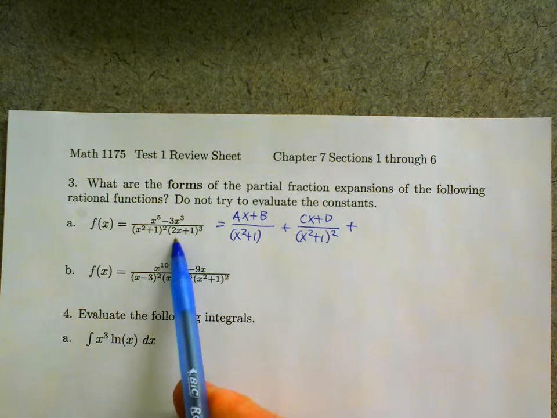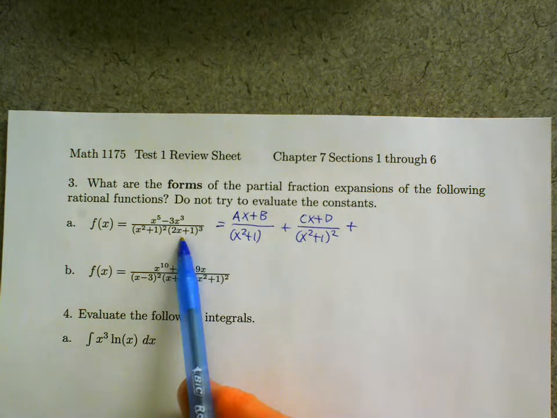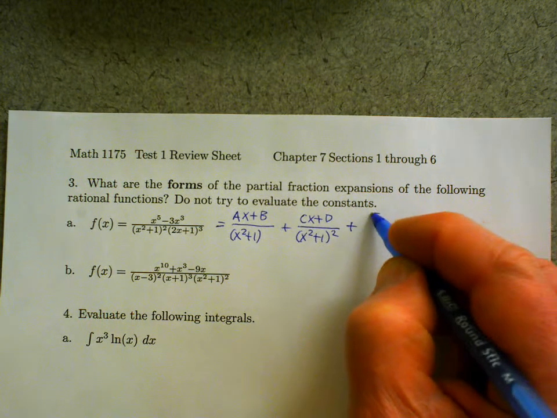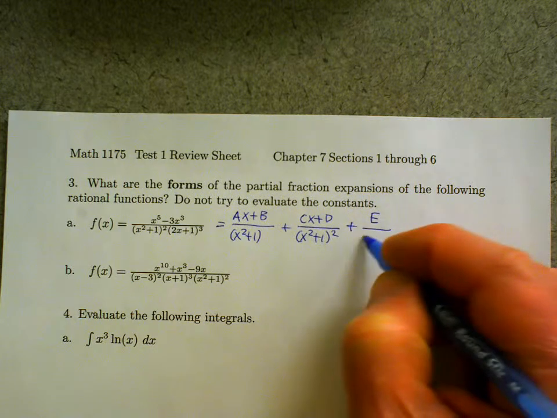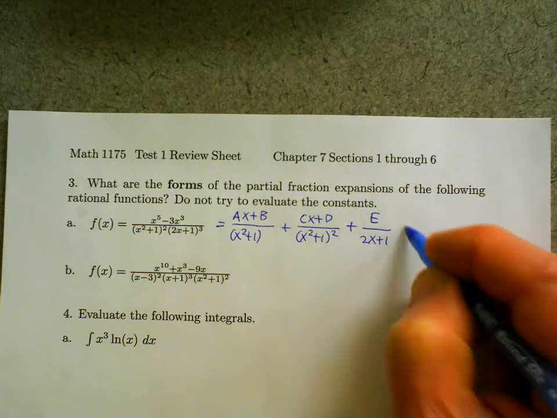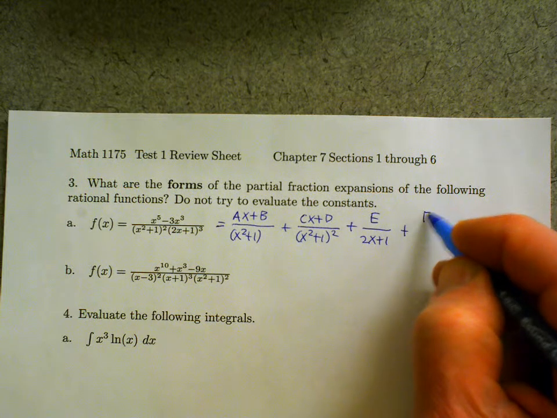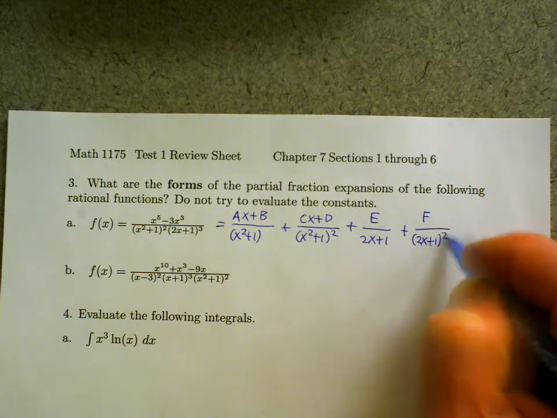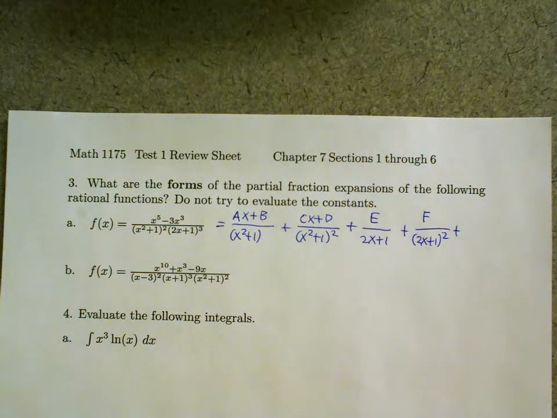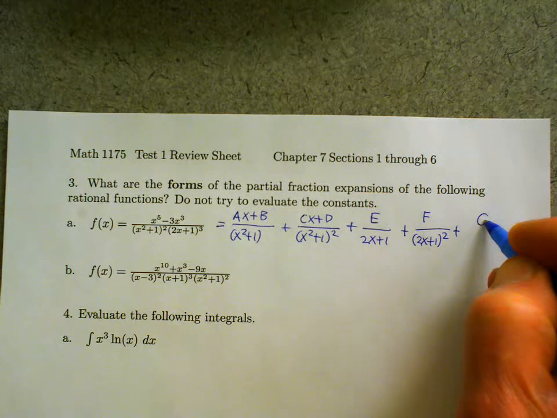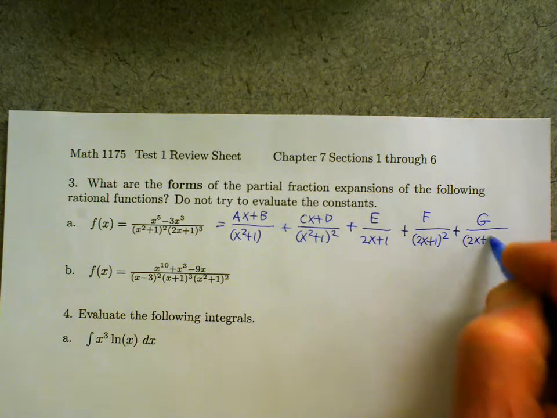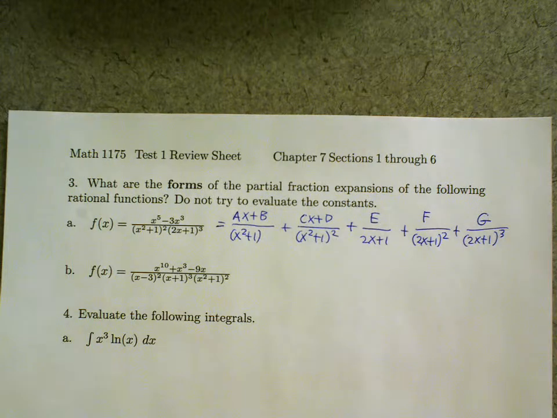And then in the denominator, we have a linear factor to the third power. So we just need a constant e over 2x plus 1, and then another constant f over 2x plus 1 to the second. And then finally, a constant g over 2x plus 1 to the third. And that's all we're supposed to do on this one.